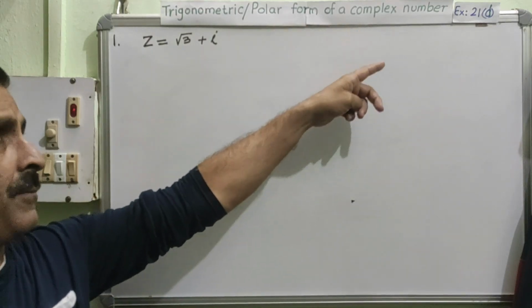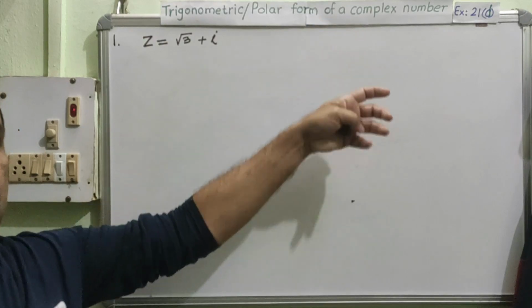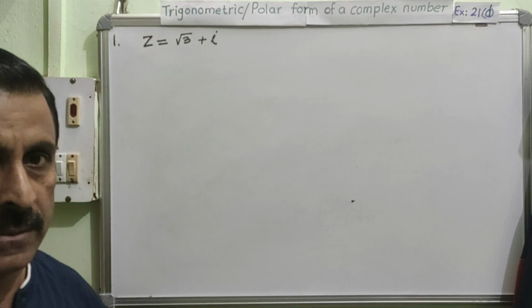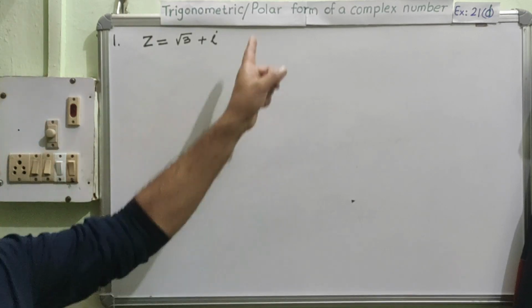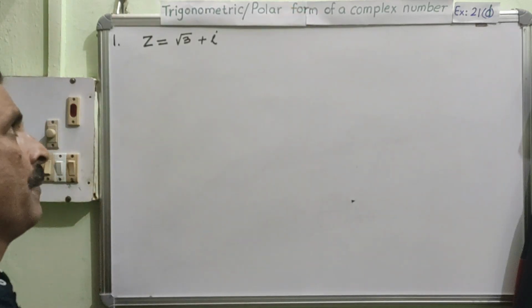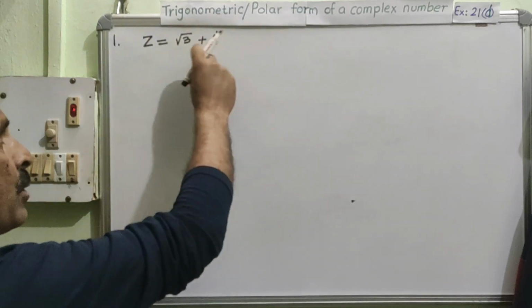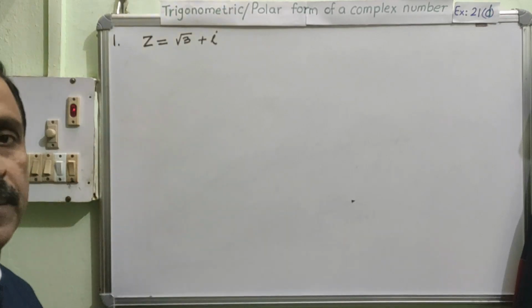Main is the polar form, because for writing the polar form of a complex number, obviously we have to calculate the amplitude and also we have to calculate the modulus. Is it okay? So we will focus on the polar form, right? So first of all, to write the polar form of this, the most important thing is that we have to know what is the location of this complex number, right?